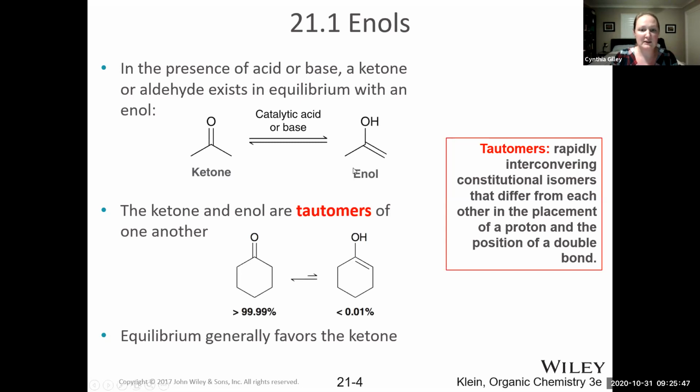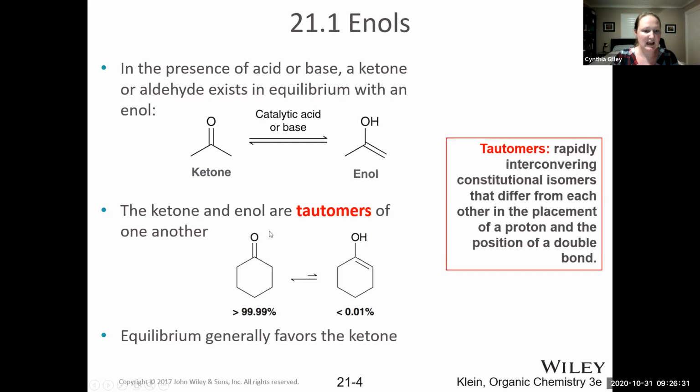These two structures are called tautomers. The definition of a tautomer is rapidly interconverting constitutional isomers that differ from each other in the placement of a proton and the position of a double bond. So recall what constitutional isomers are. Those are structures that have the same molecular formula but have a different atom connectivity. So notice that the hydrogen from this alpha position has been transferred to the oxygen, and the placement of the double bond has also moved from between the carbonyl carbon-oxygen bond to between the carbonyl carbon and the alpha carbon.